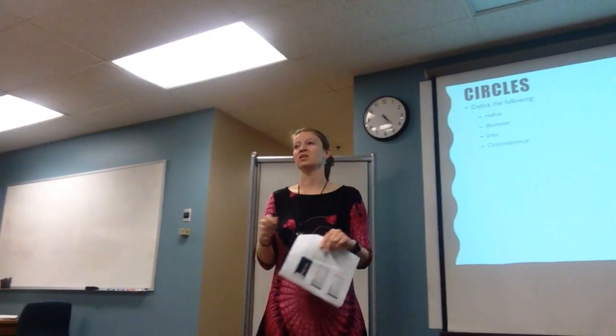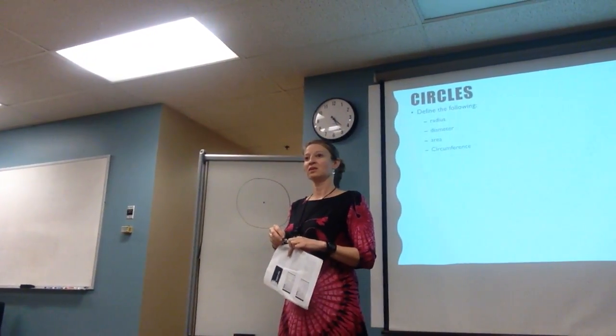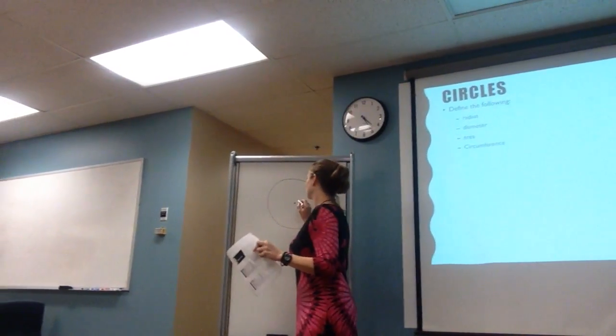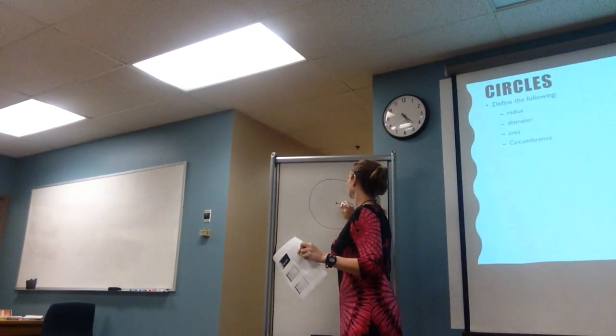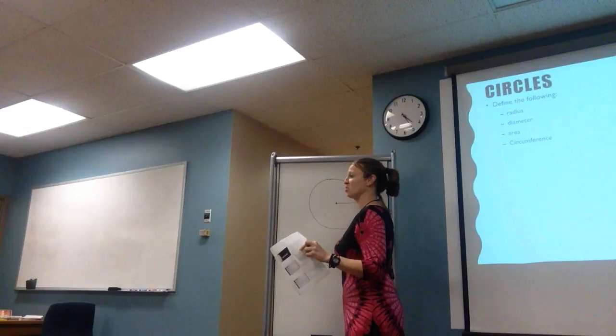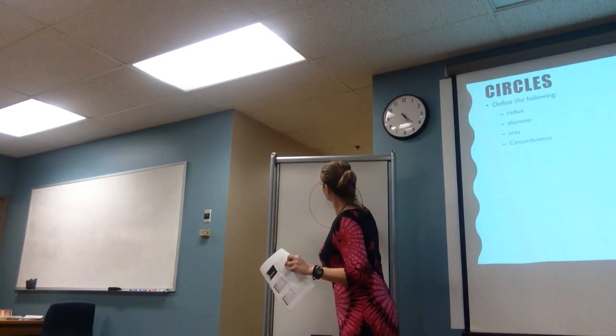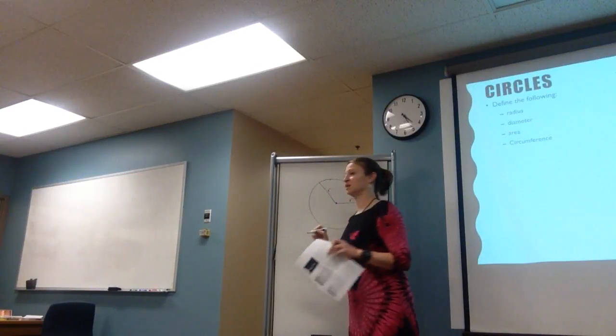Okay, so radius, what is it? Halfway through the circle. Well, it's defined as going from the center of the circle to an edge of the circle. Doesn't matter where you do it. Any place from the center of the circle to the edge of the circle, that length is the radius.